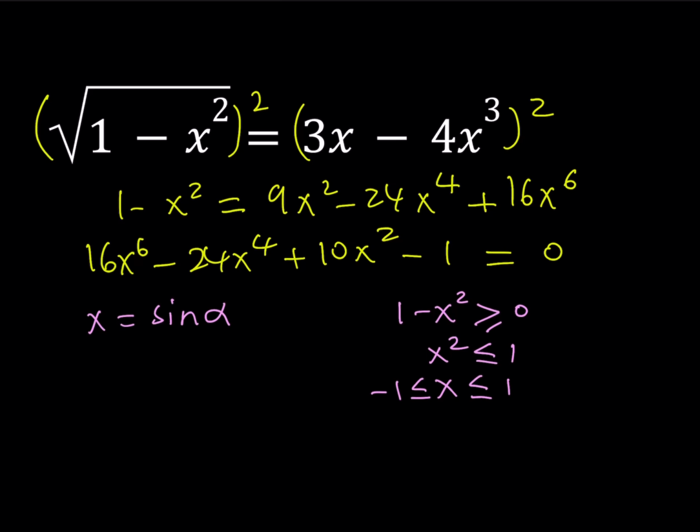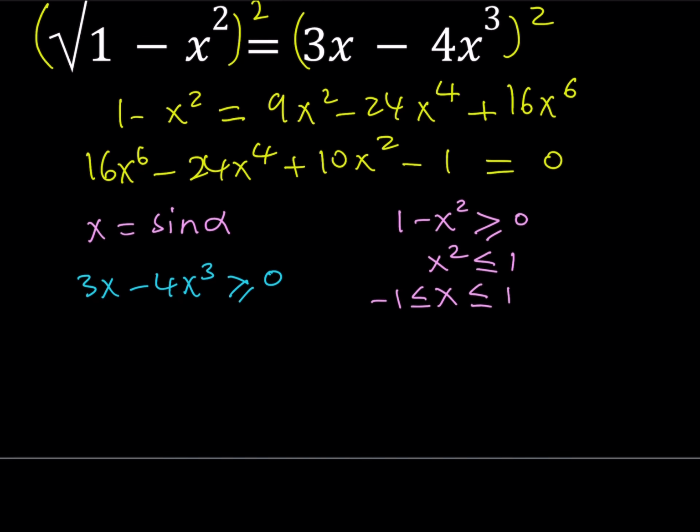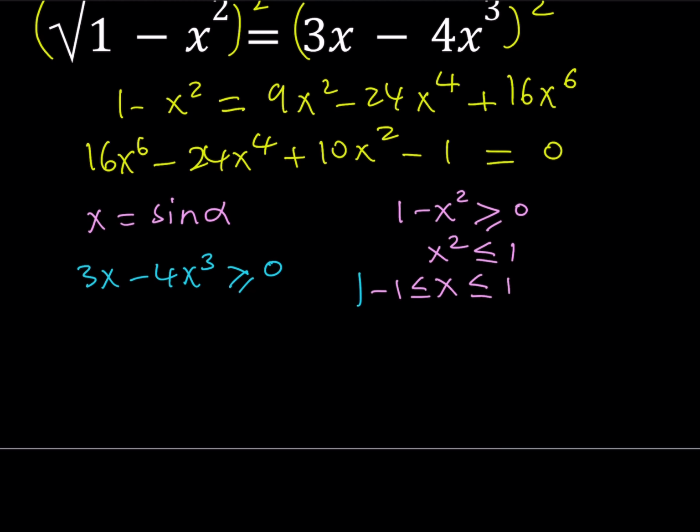That's good, but we also have another condition, because our radical equals a cubic expression. The result of the square root should not be negative either. So we can also say that 3x minus 4x cubed needs to be greater than or equal to 0, because we're looking for real solutions. So how can we handle this? We know that x needs to be in that interval, but there's more to it. We can factor out x here, which gives us x times (3 minus 4x squared) greater than or equal to 0.